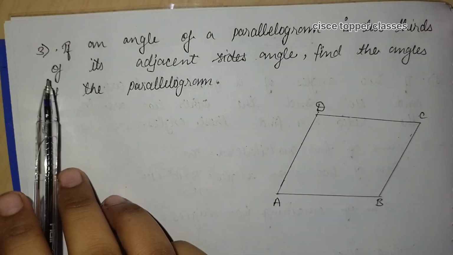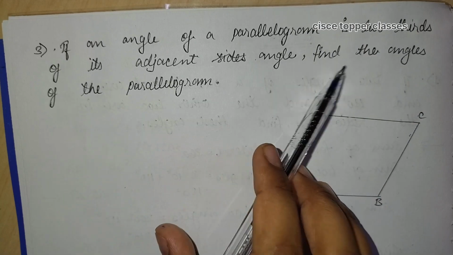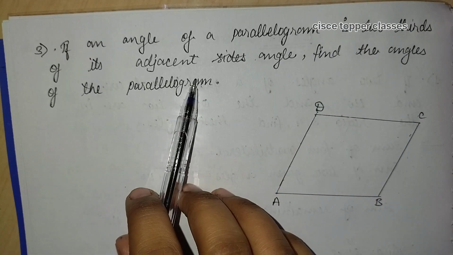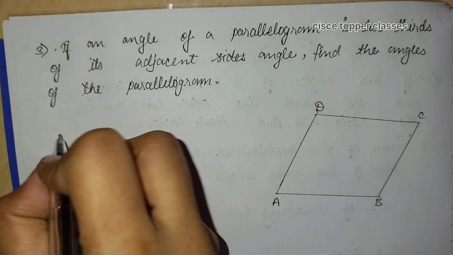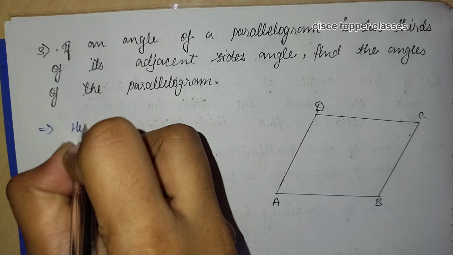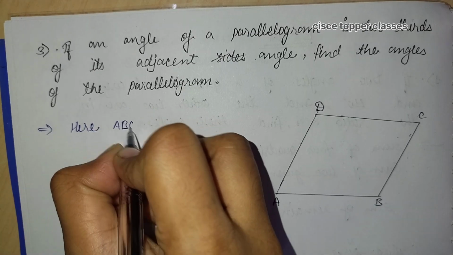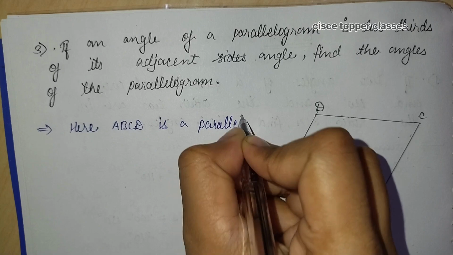Let us solve the third question here. If an angle of a parallelogram is 2/3 of its adjacent angle, then find the angles of the parallelogram. So simply we can write, firstly here ABCD is a parallelogram. It is given to us in this question.